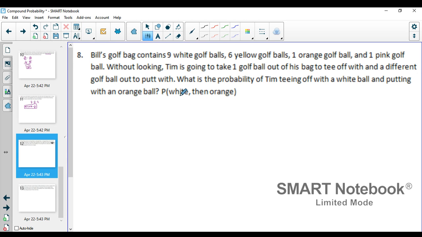So the first is the probability that it's white. So there are 9 white out of the 17 total. And I'm just going to assume that in this situation he's not putting the first ball that he hit back in the bag. So we're going to take 1 away because now there are 16 balls in his golf ball bag. Okay. And then the 9 is not going to change anything because it's white and then orange. So there's only 1 orange golf ball. Right?